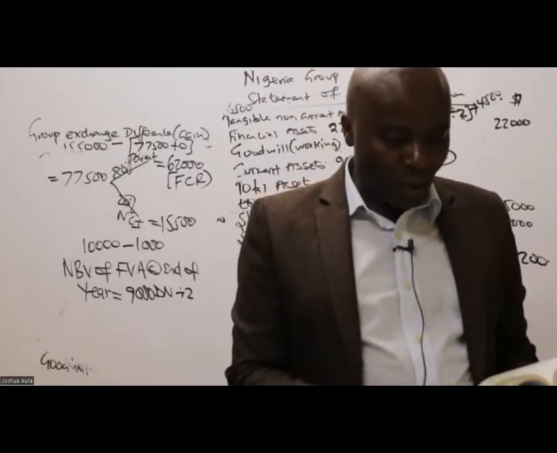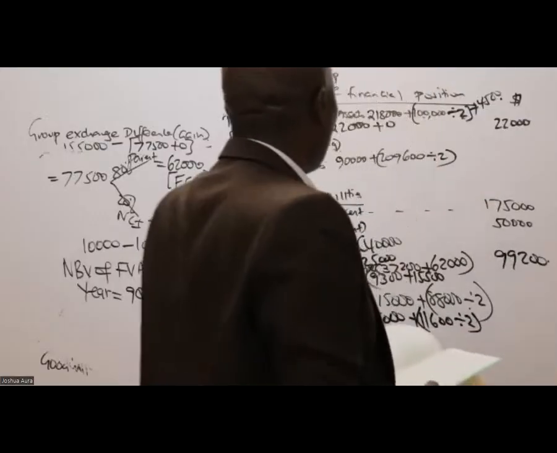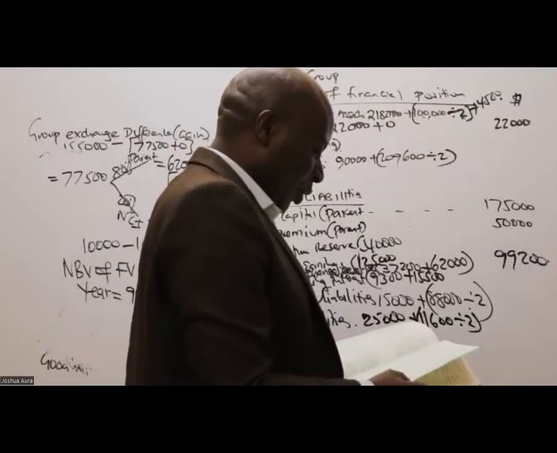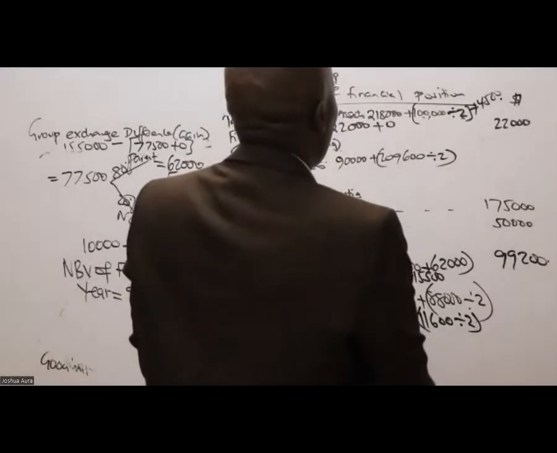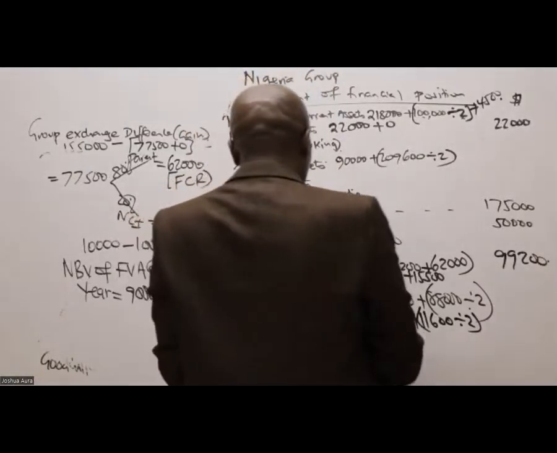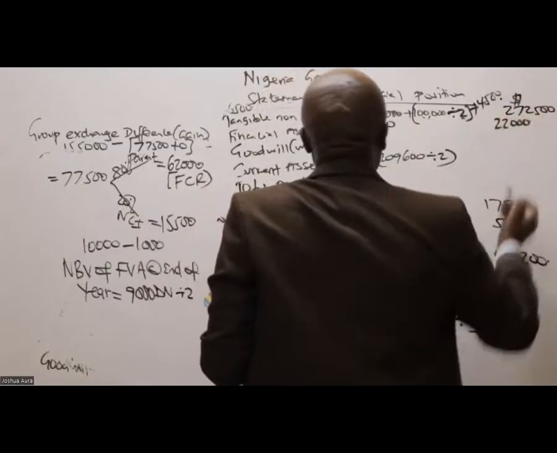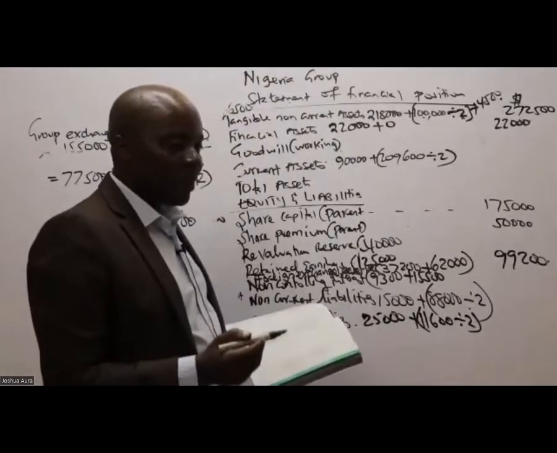272, they're giving me 272,500, right? 272,500. Hebu tuende pole pole hapa. Tuende pole pole hapo kwanza. Tuende pole pole kabisa hapa.